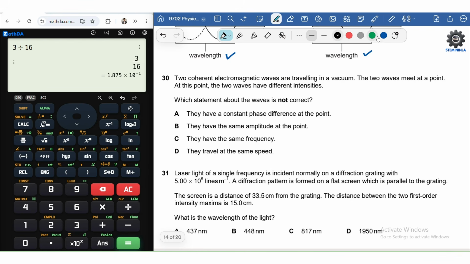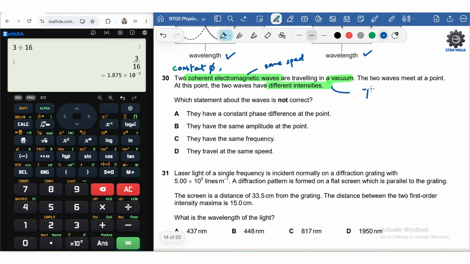Two coherent electromagnetic waves are traveling in a vacuum. The two waves meet at a point. At this point, two waves have different intensities. So these are two coherent electromagnetic waves traveling in a vacuum. This means that coherent means constant phase difference. Okay, same frequency, etc. Electromagnetic waves, so same speed.